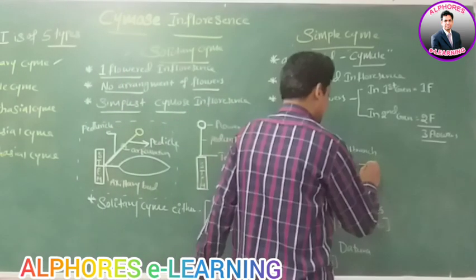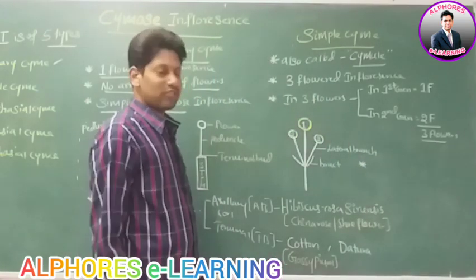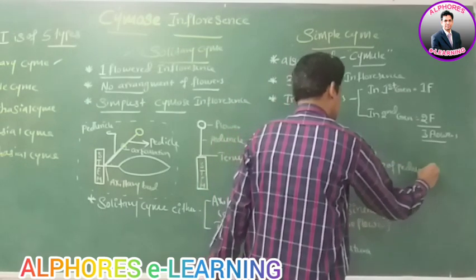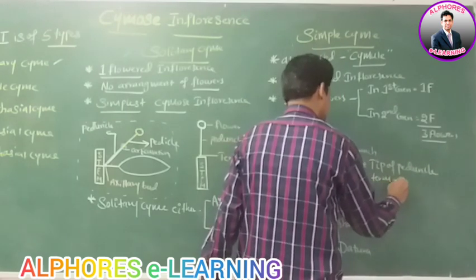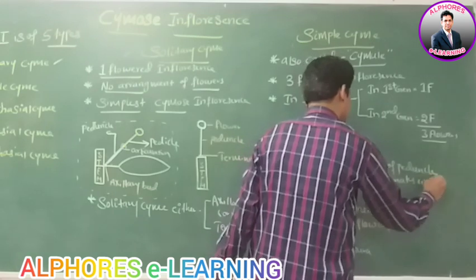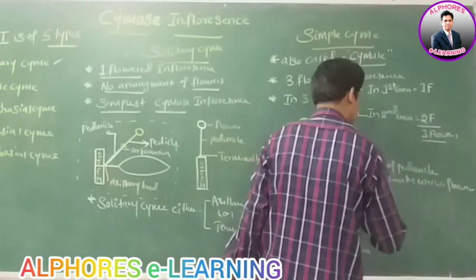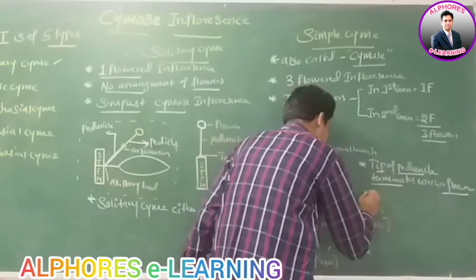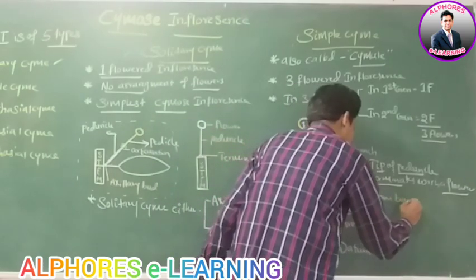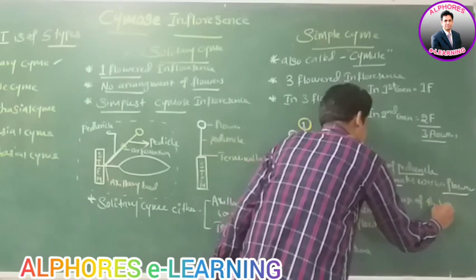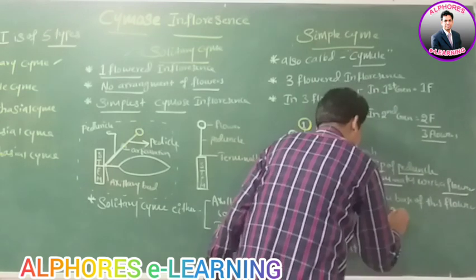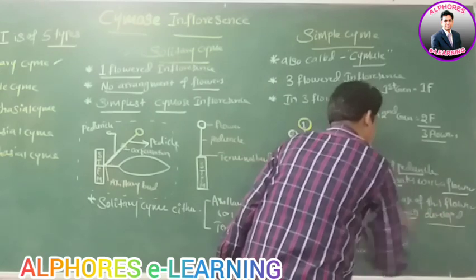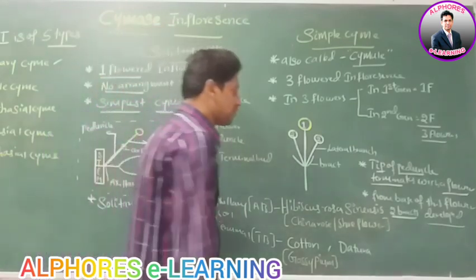Now I am writing the statements. Listen. The tip of the peduncle terminates with a flower. What has terminated with a flower? The tip of the peduncle. From the base of this flower, two bracts are developed. How many bracts are developed from the base of this flower? Two bracts.